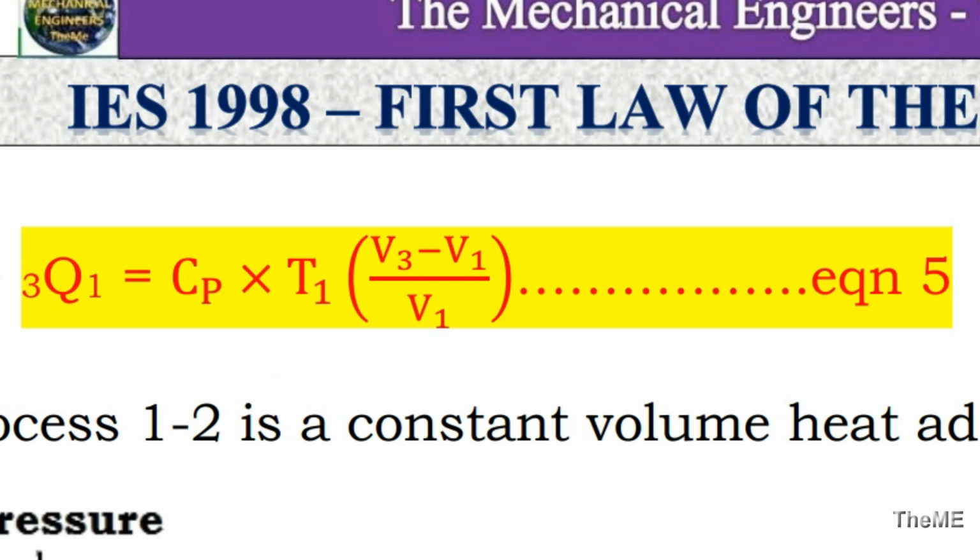Equation 5 is nothing but the value of heat rejection during the constant pressure process 3 to 1.